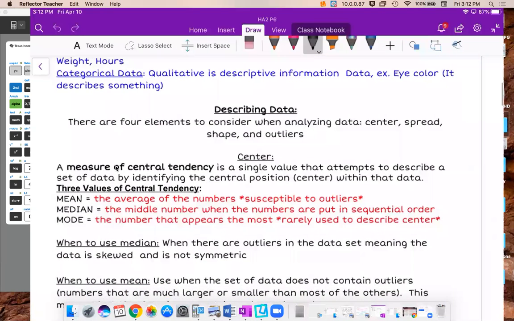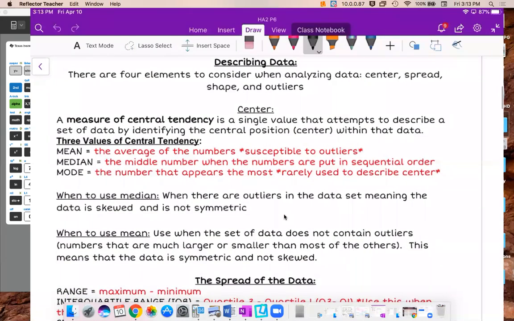Okay, so when we get into data, there are ways of describing and analyzing data, and there's four elements that you need to consider when analyzing the data. There's four things we got to look at. There's the center of the data, the spread of the data, the shape of the data, and the outliers, if there are any. So we're going to start with center.